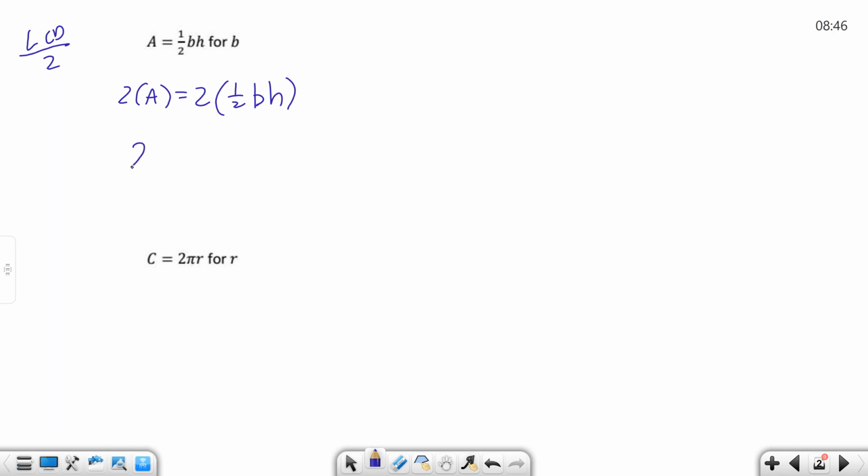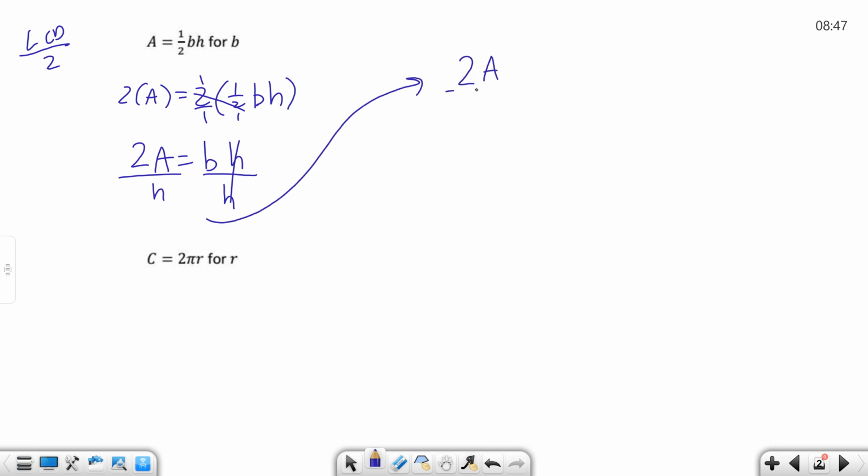So 2A equals over here, this 2 is over 1. They divide out, so those 2's are gone. They become 1s. I'm left with BH. Now that looks a whole lot like the one I just did, the D equals RT. I'm trying to get B by itself, so what do I do? I divide by H. And I'm going to come over here where I have some more space.